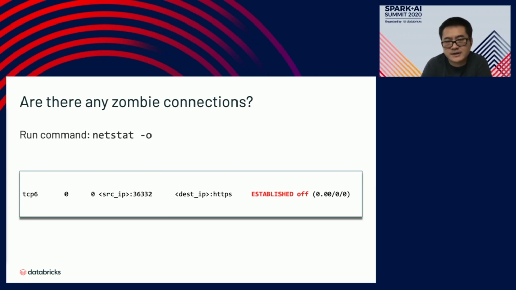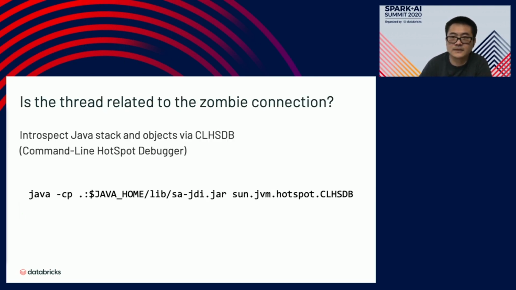So it got stuck for multiple hours, which leads us to thinking, are there any zombie connections involved? By running netstat -o, we can see that one of the connections had an established off state. So now that we know that there is a thread doing network IO that got stuck, and there is a zombie connection, are these two actually related? We need some hard evidence.